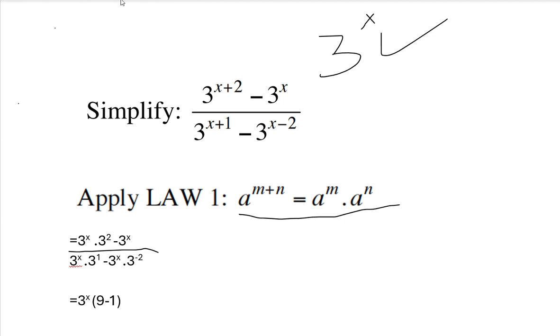Then you do your denominator. In the denominator, take out the common factor again, which is 3 to the power x, then open bracket, then we have 3 here, 3 to the power 1, same as 3, then minus, we are left with 3 to the power negative 2.